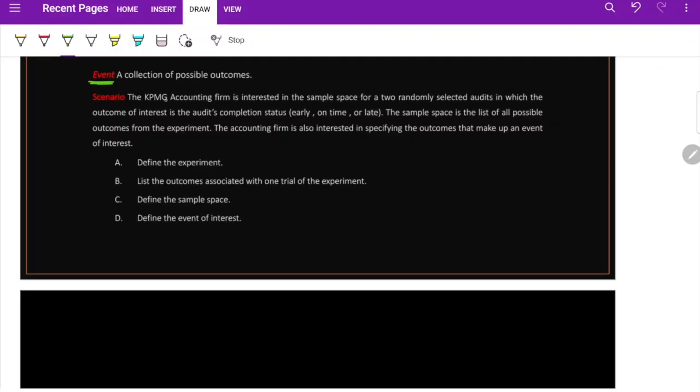Okay, let's look at this scenario. The KPMG is an accounting firm. They're interested in the sample space for 2 randomly selected audits, in which the outcome of interest is the audit's completion status. This is the outcome, this is the thing that we care about. We need to know the status of the audit completion. Is it early, on time, or late? Okay, so we need to select 2 audits randomly.